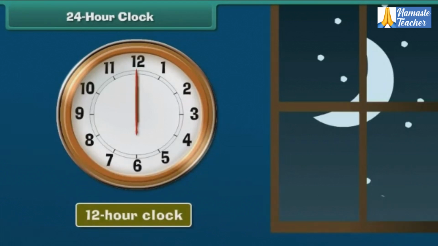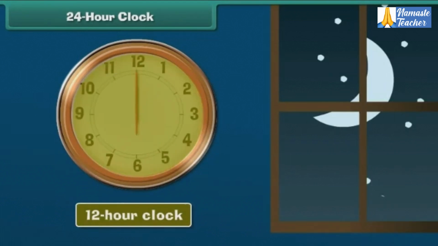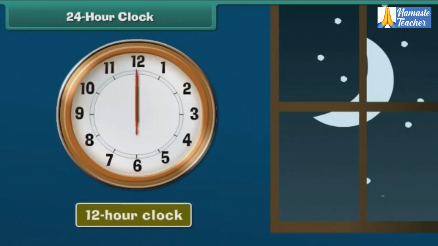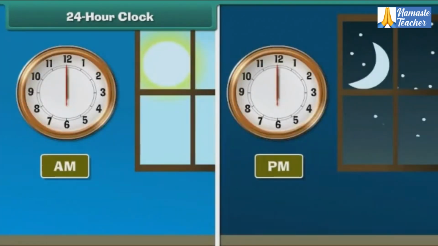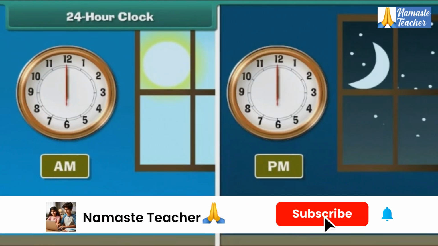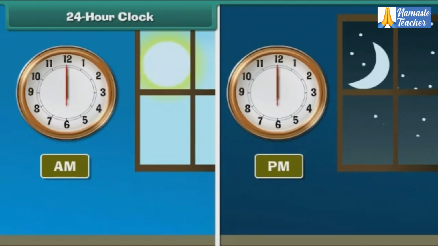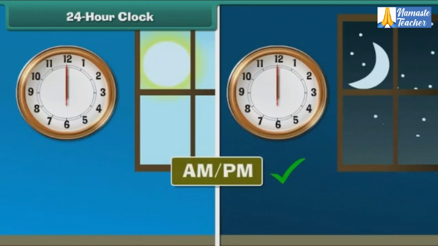Let us learn in detail. Comparison with 12-hour clock. This is a 12-hour clock. It divides a 24-hour day into two equal halves made up of 12 hours each. The first half of the day stretches from 12 midnight to 12 noon, and the hours are indicated by AM. The second half of the day stretches from 12 noon to 12 midnight, and the hours are indicated by PM.